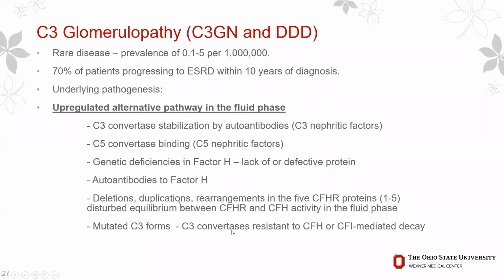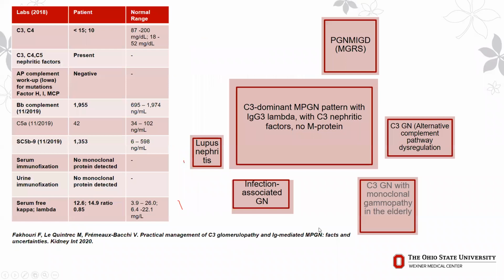So this was just a little information, but we'll come back to our case now. So what does our patient have? She has a C3 dominant MPGN pattern on her biopsy with IgG3 lambda staining, nephritic factors, no monoclonal protein.